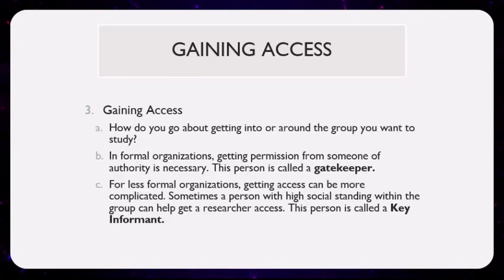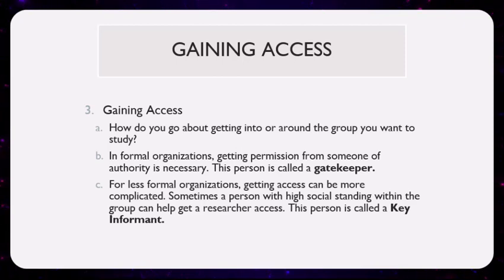After we've selected a setting, we need to gain access to that setting. So how do we go about getting into or around the group we want to study? In formal organizations, such as a business, a nonprofit group, something like that, getting permission may take the form of seeking out an authority figure and asking them if we can participate or do observations in their group. This person, this formal person, is called a gatekeeper.